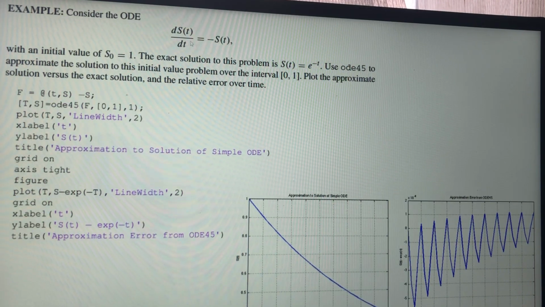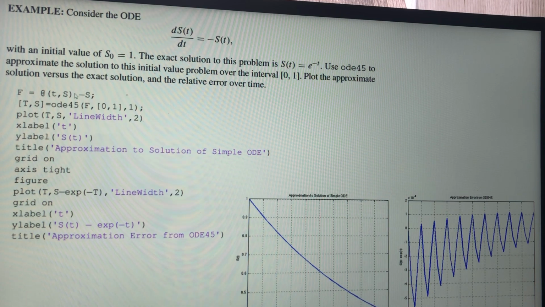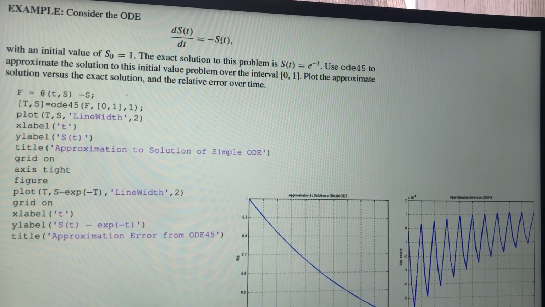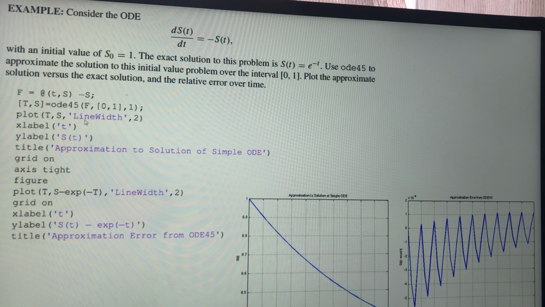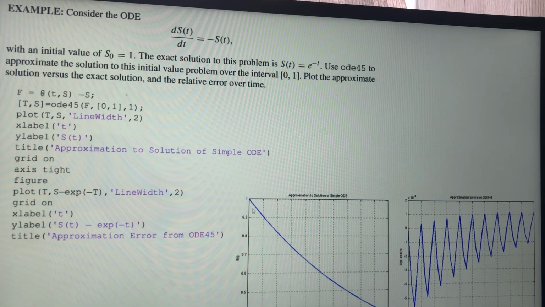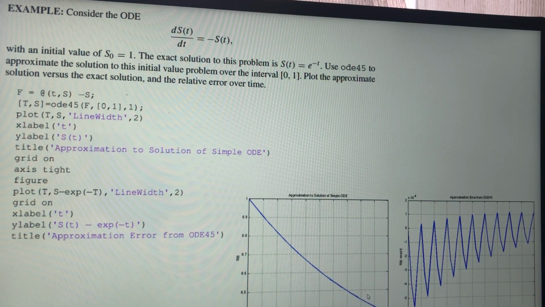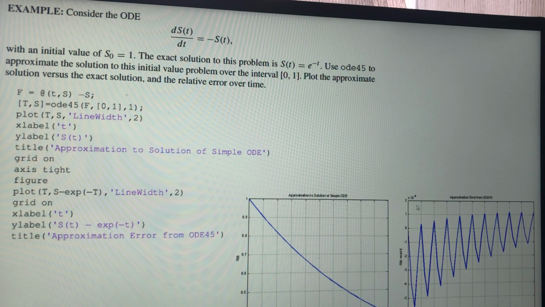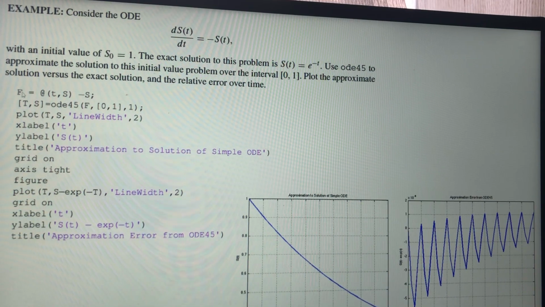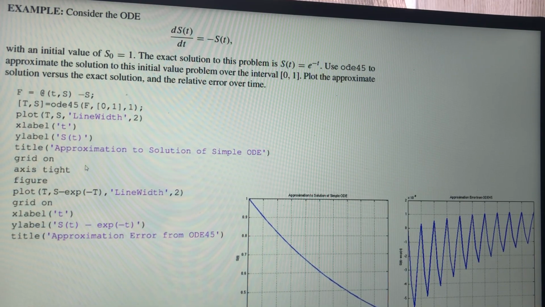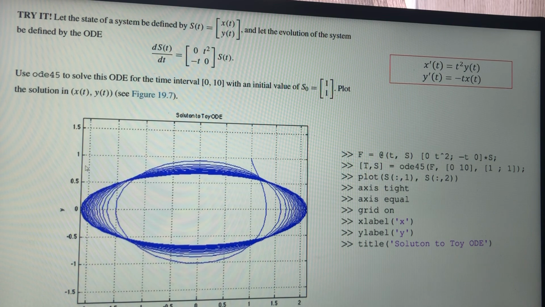And similarly for this one again, for f we are defining the right hand side minus s of t with t and s, from 0 to 1, and this has the solution exponential, and the same way we are plotting our solution. It is exponential e to the minus t, and this is the error. It's like 10 to the minus 8 again, so it's not bad again. Okay, and this is how you can use ODE45 to solve differential equations.